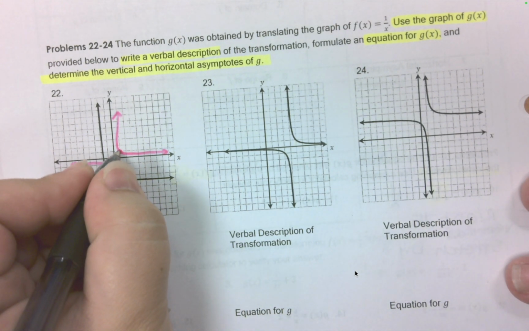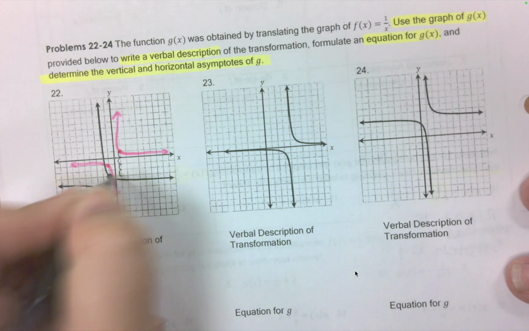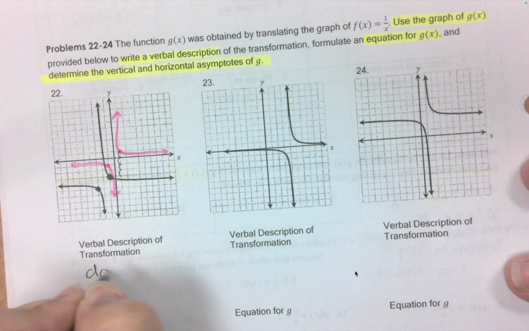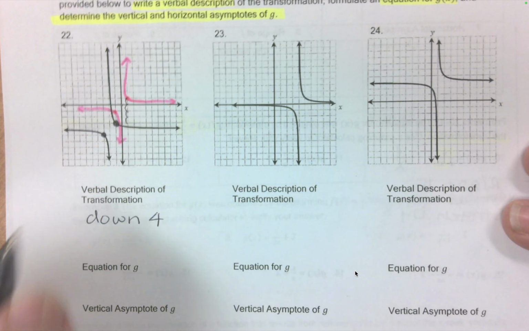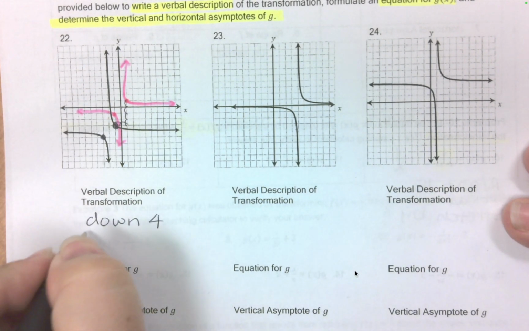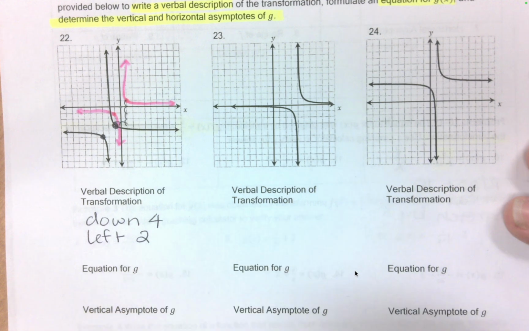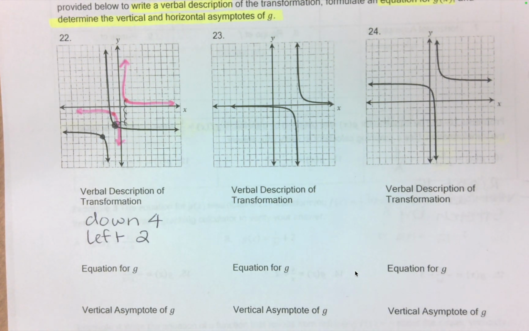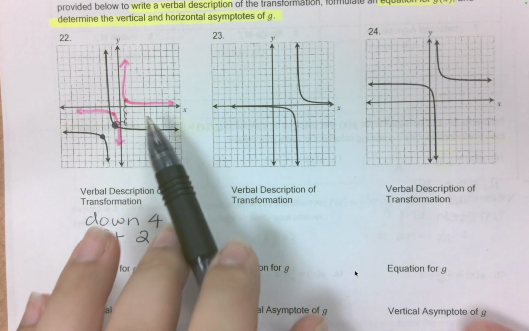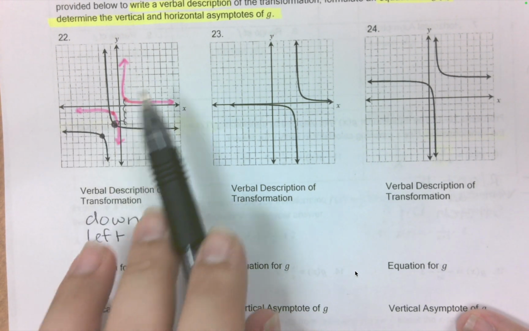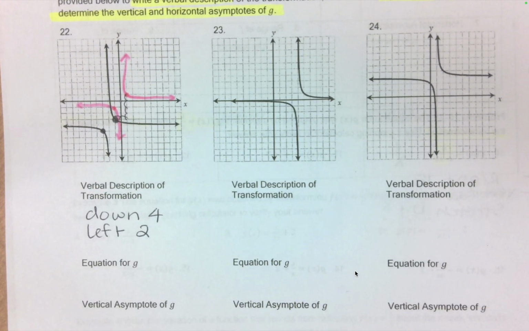So it shifted 1, 2, 3, 4 down. So it went down 4. And it went over 1, 2, and left 2. So there's our transformation. We still have a top left and a bottom, or top right, bottom left. It hasn't flipped. It hasn't done anything like that.